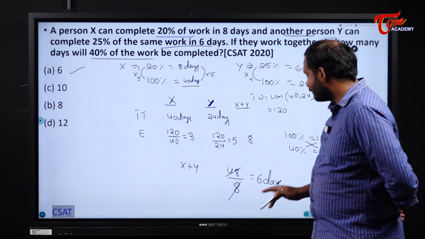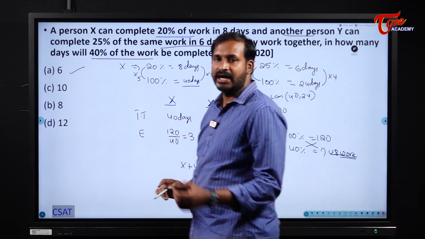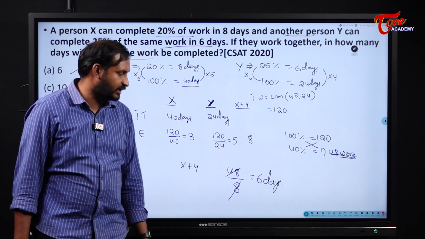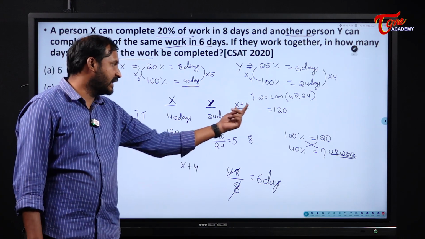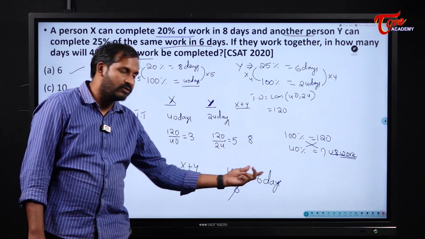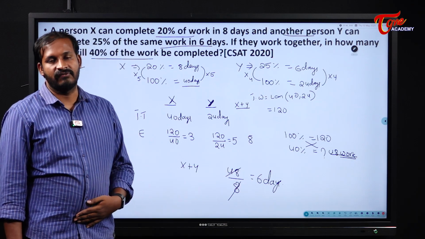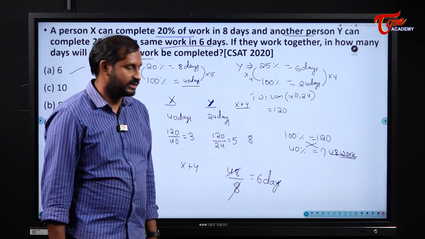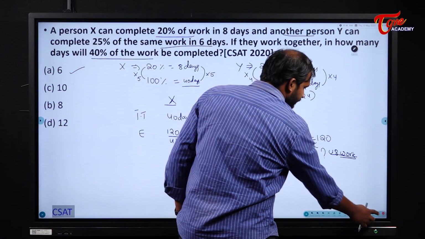Not the complete work, 40% of work. Actually, 100% of work is how much? 120. In that, 40% is how much? 48. So, 48 work by X and Y together. 48 by 8 is how much? 6 days. 48 work will be done by X and Y together in 6 days. Understood? Next problem.